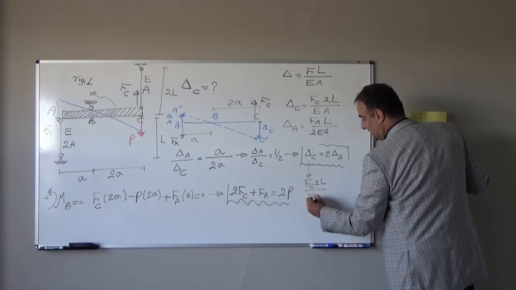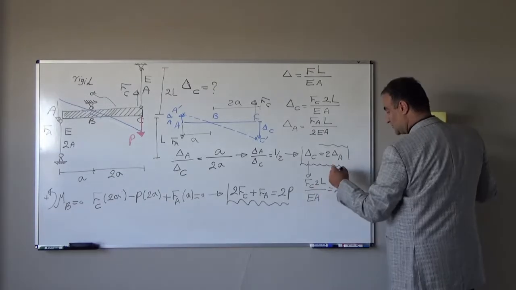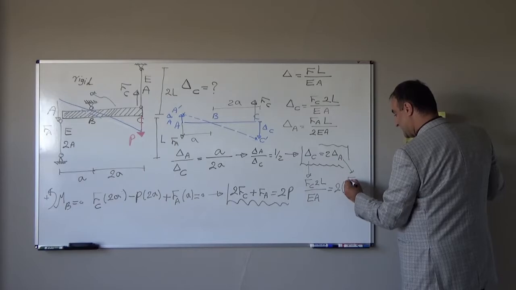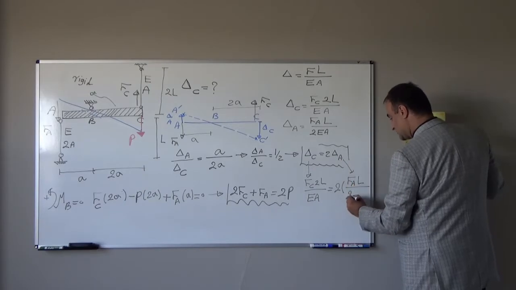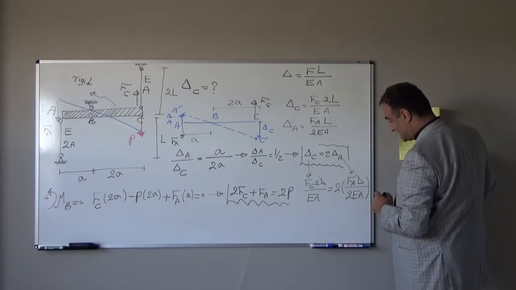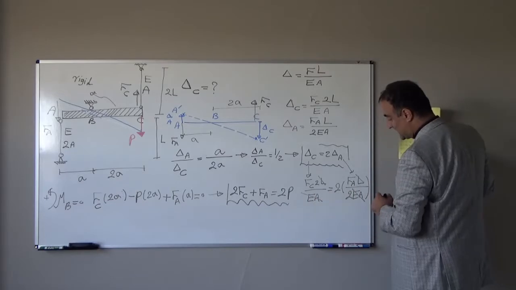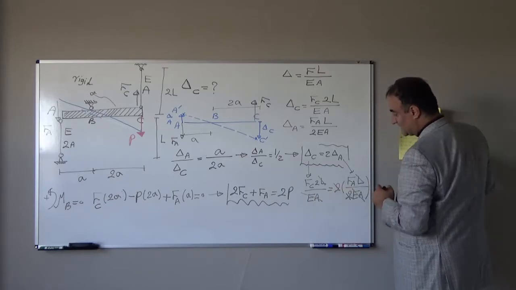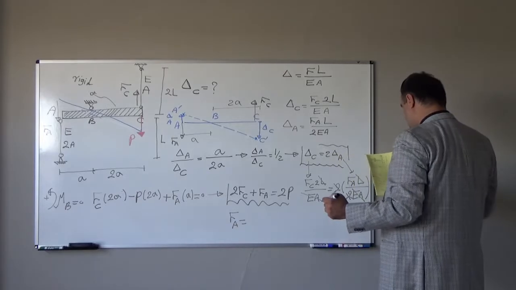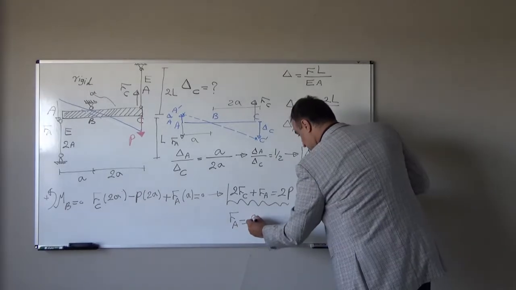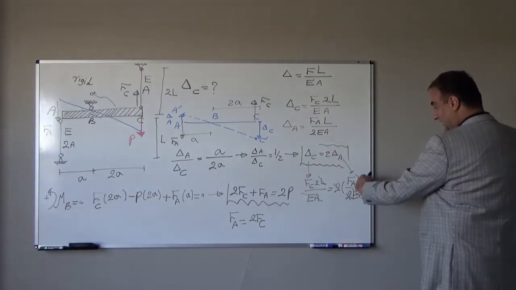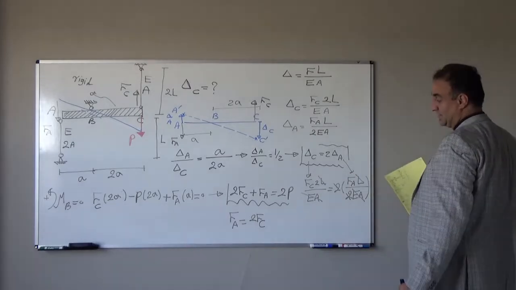FC 2L over EA is equal to 2 times delta A. Instead of delta A, I will plug in from here: FA times L over 2EA. You see this L from both sides, they will cancel each other. EA and EA, they will cancel each other. This 2 and this 2, they will cancel each other. And we will have FA is equal to 2FC.